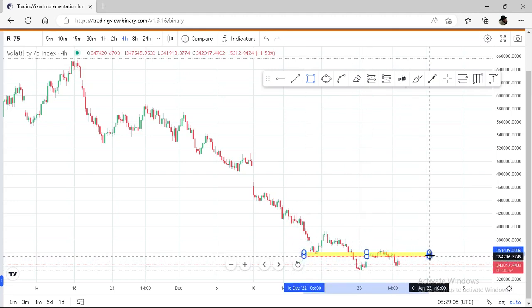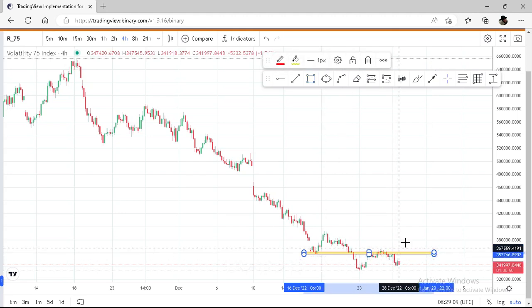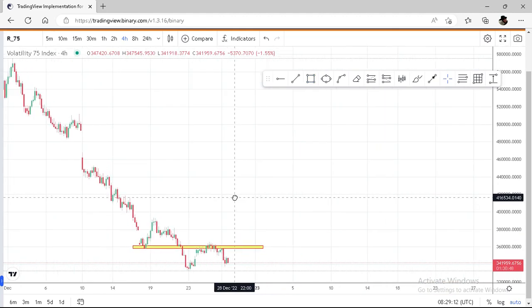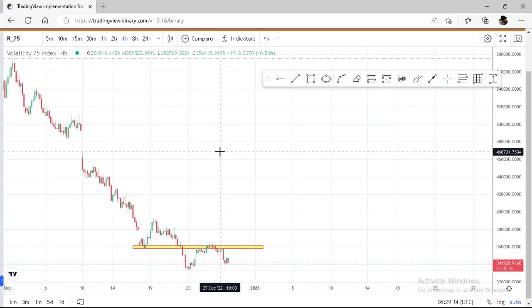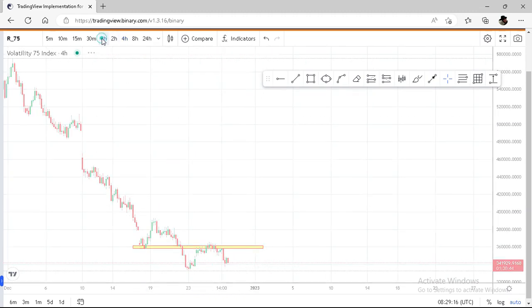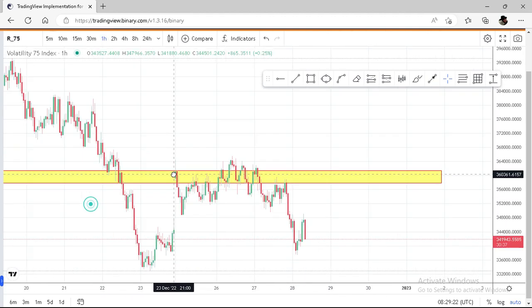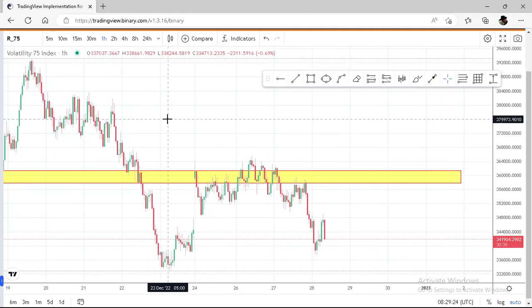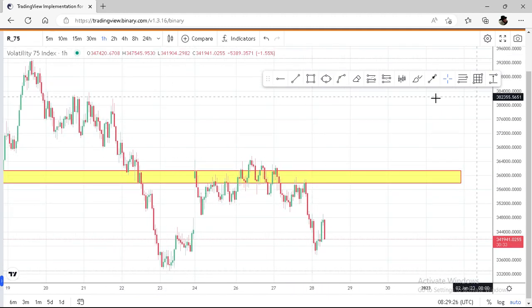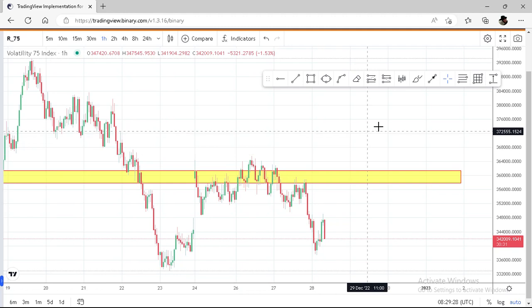As you can see here, we have a nice support turned resistance area or level. I'm just going to switch to the hourly time frame so that you'll be able to see what I see as well. What else do we have here? We have this kind of pattern. It's called head and shoulders.